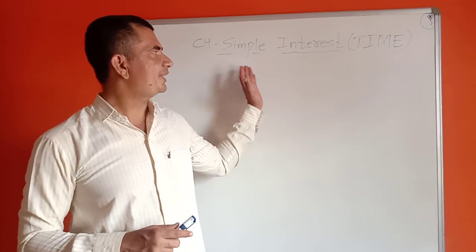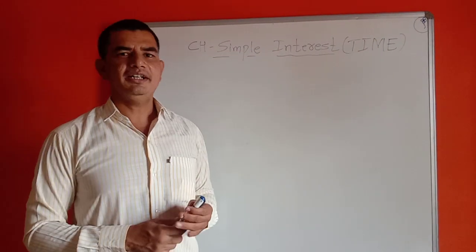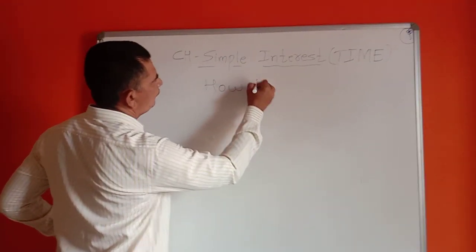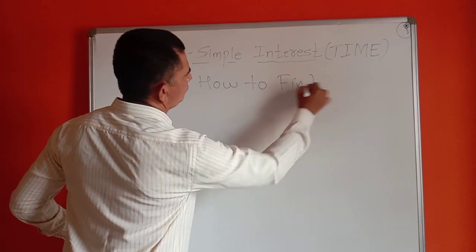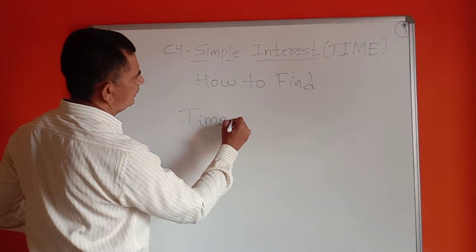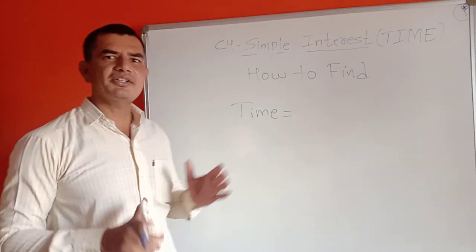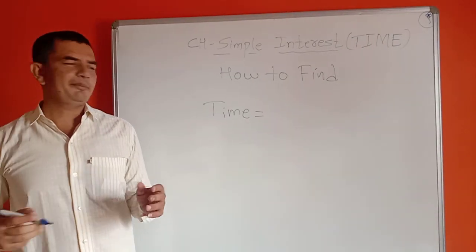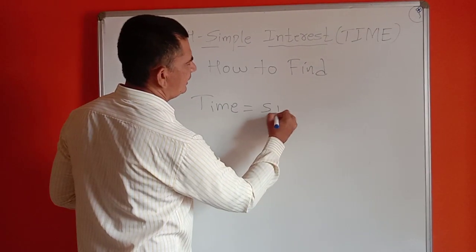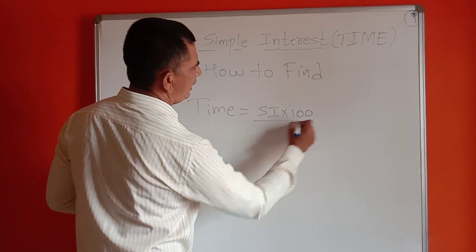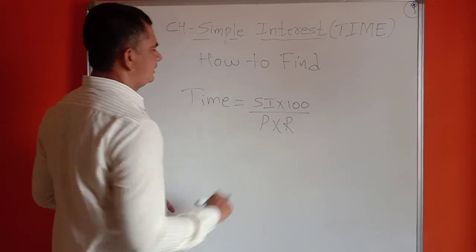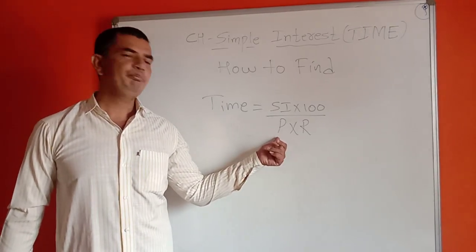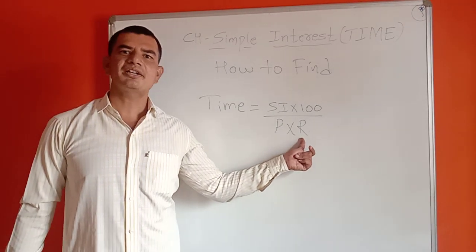Okay, friends. So let's see that in simple interest we have to find the time. How to find the time? Okay, students, let's see what the formula of the time is. The formula for finding the time is equal to SI into 100 by P into R. Time is equal to simple interest into 100 by P into R. Here P means principal, R means rate of interest.